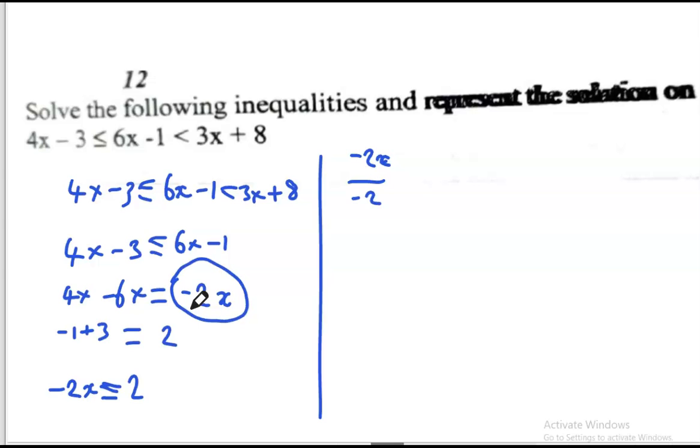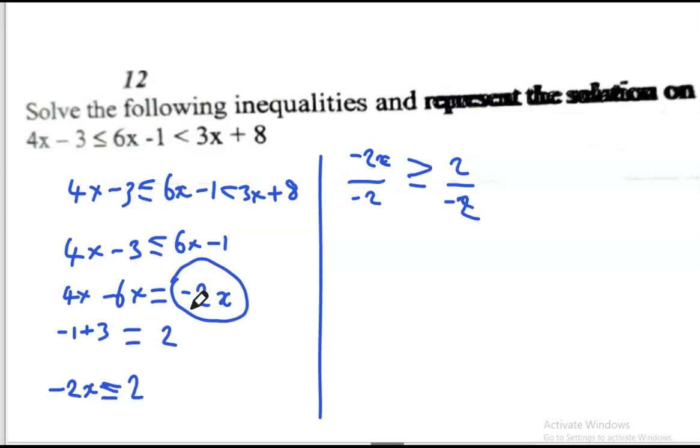When dealing with inequality, if you divide anything by a negative number, the sign of inequality changes. So what you observe here is that if you divide negative 2 by negative 2, you are not going to have less than or equal to 2. You will have greater than or equal to 2 divided by negative 2. This is a common rule of inequality.